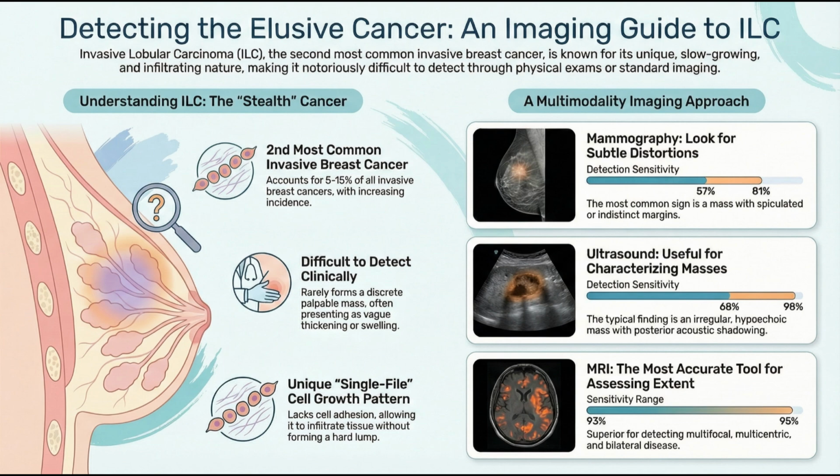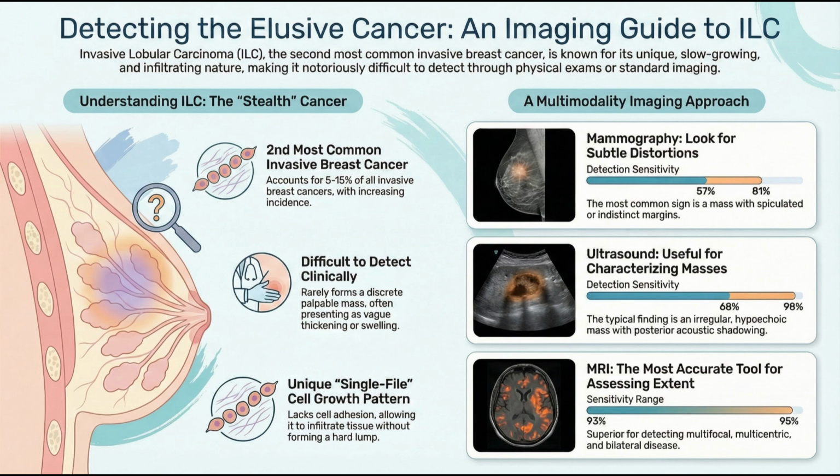Well, the classic variant of ILC generally carries a favorable prognostic profile. It's usually low grade and positive for estrogen and progesterone receptors. But, and this is a big but, it is still considered highly metastatic. And we also have to acknowledge the aggressive nature of what's called the pleomorphic variant, which has a worse prognosis and is much harder to treat.